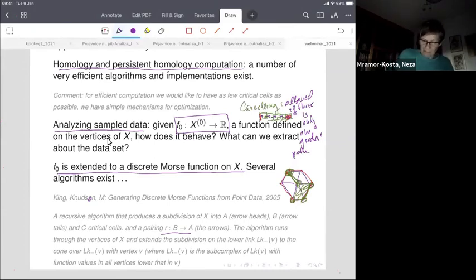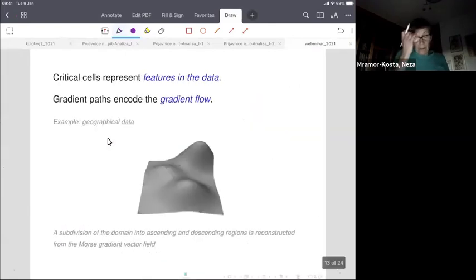Okay, so we have an algorithm which allows us to extend the values of the function which are given on the vertices to the remaining components of our CW complex. So what does this tell us? What can we do with this now with the discrete Morse function, or at least with its gradient vector field? What does it tell us about the data?